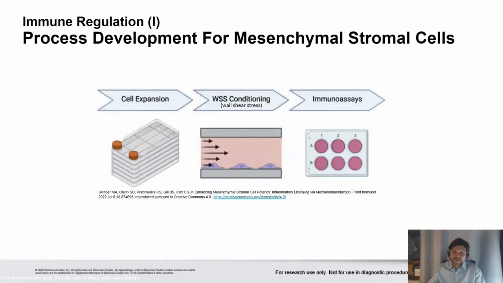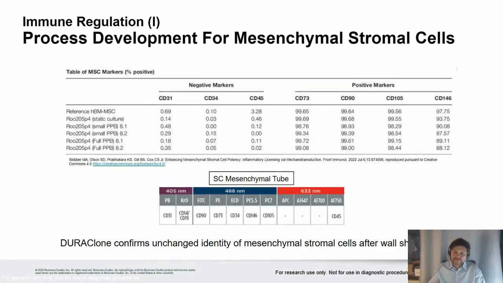And this mechanotransduction part that we see basically in the middle is nothing else but a device that, in a very controlled, defined way, would exert shear stress on the MSCs, replacing the exposure to inflammatory cytokines. And then in the third part of this setting here, in immunoassays, there would be a checkup: has the phenotype of the cell changed, and is there any change to functionality that we can see in comparison to the alternative method of licensing or in comparison to non-licensed cells and so on.